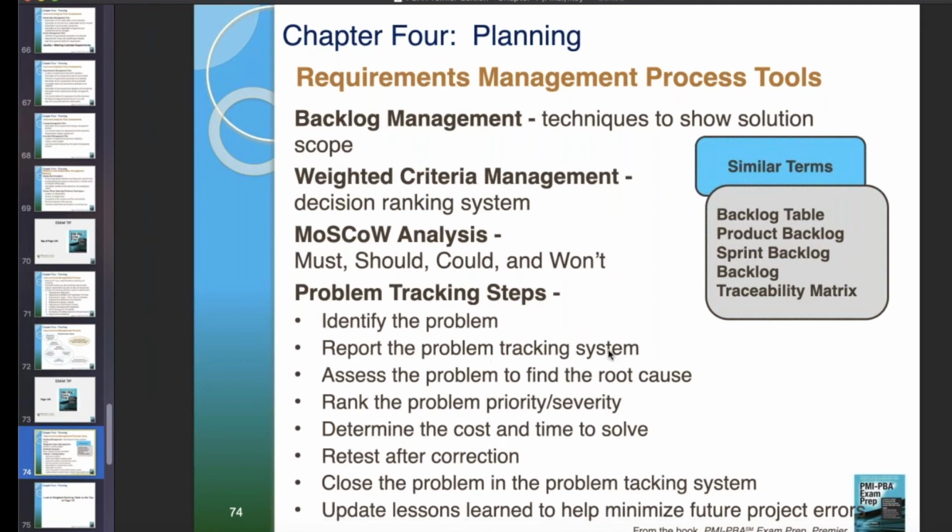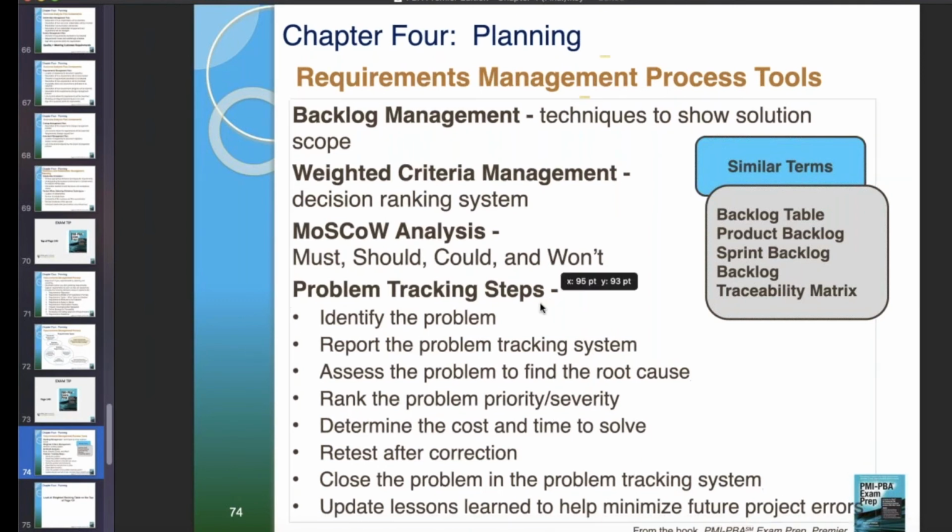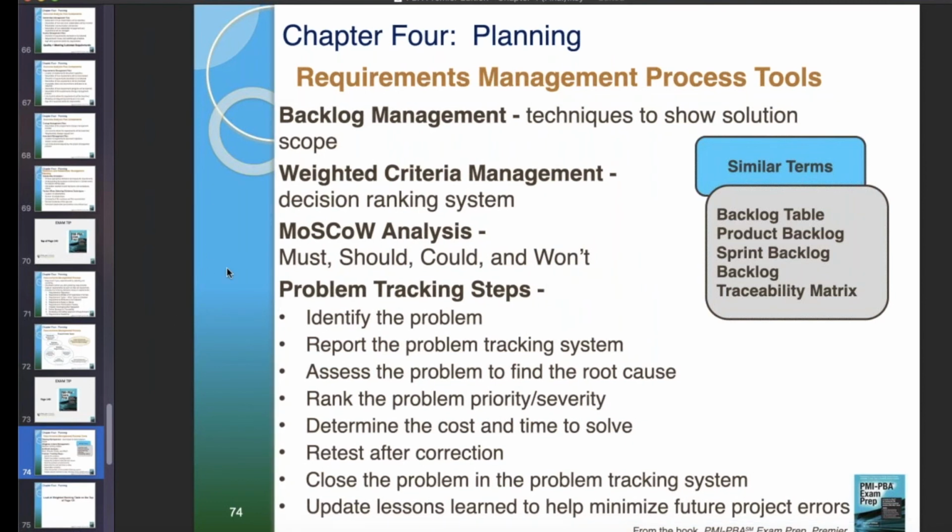Problem tracking steps. Identify the problem. Report the problem in the tracking system. Assess the problem to find the root cause. We don't want to treat symptoms, we want to find root causes. Rank the problem priority and severity. Determine the cost and time to solve it. Retest after the correction's made. Close the problem in the tracking system. So problems have a tracking system. And update lessons learned to help minimize future project errors. So all important aspects of requirements management tools.